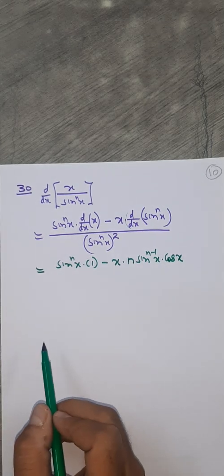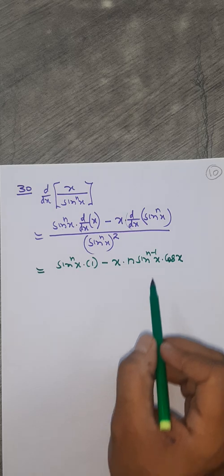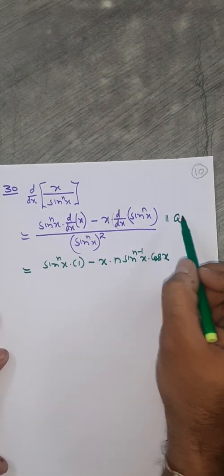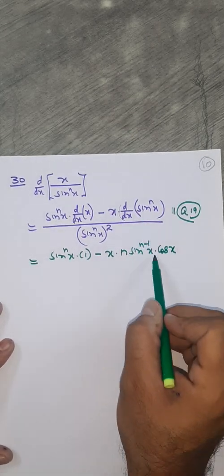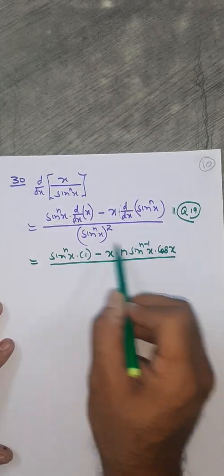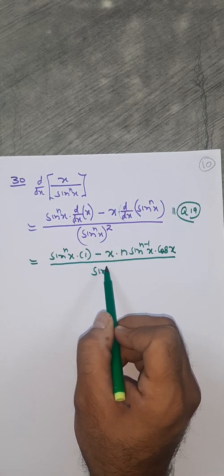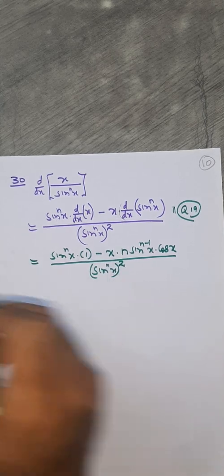It is one of the earlier questions. Which question was it? If you remember, it was question number 19. This is just question number 19. Look at it, 19, you will realize. I wrote it directly. Upon, this is nothing but sine raised to n x the whole square. Fine.